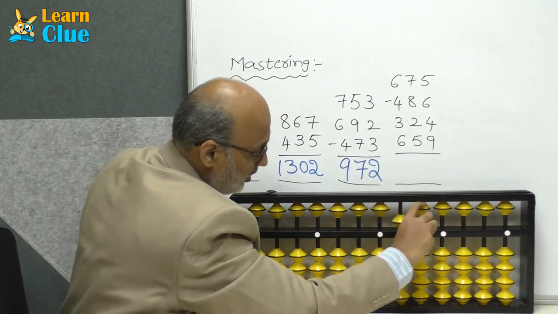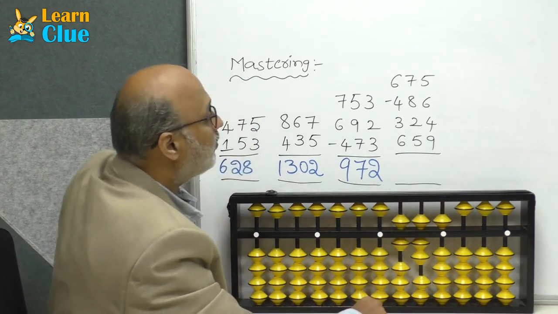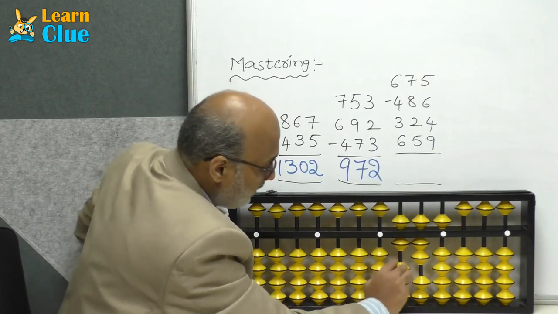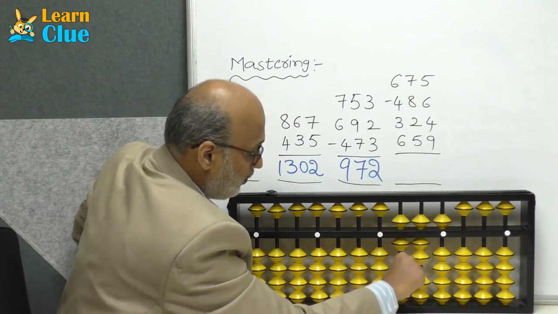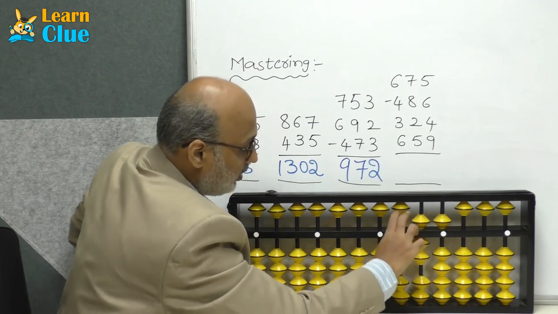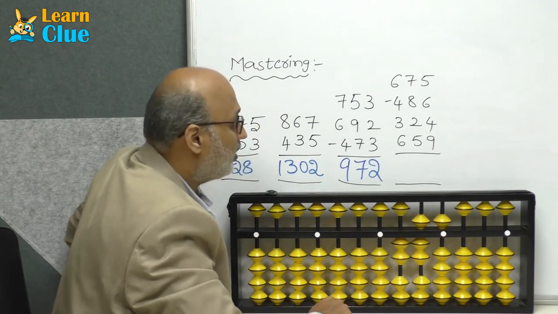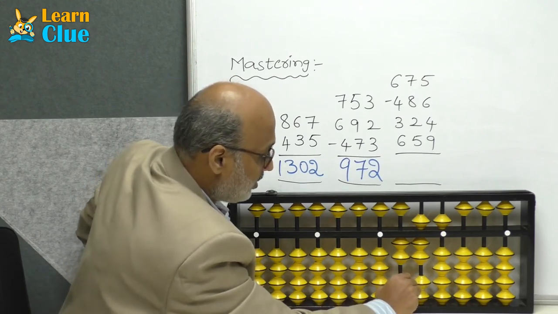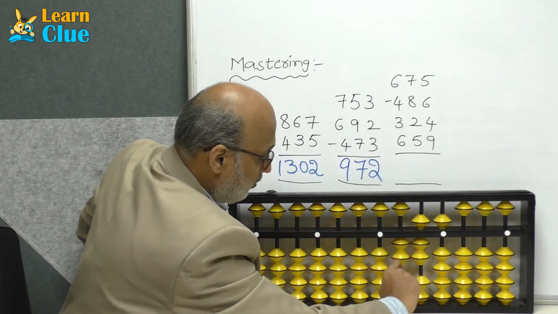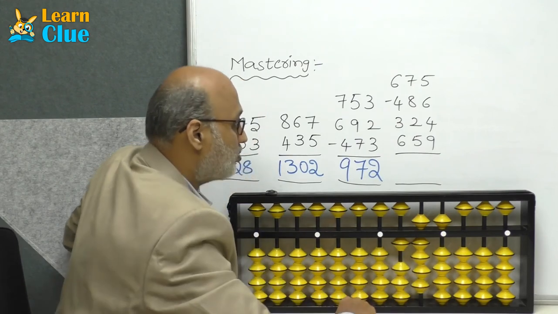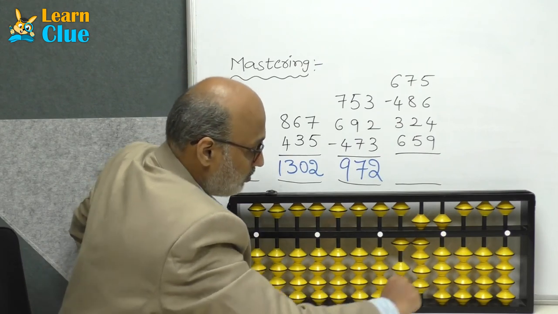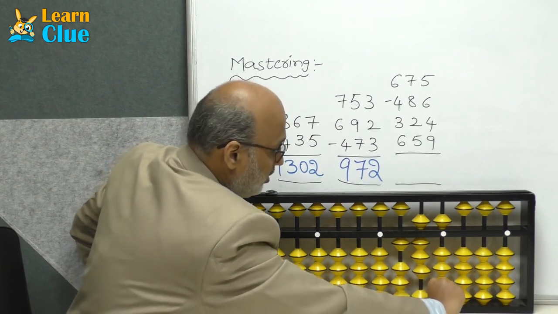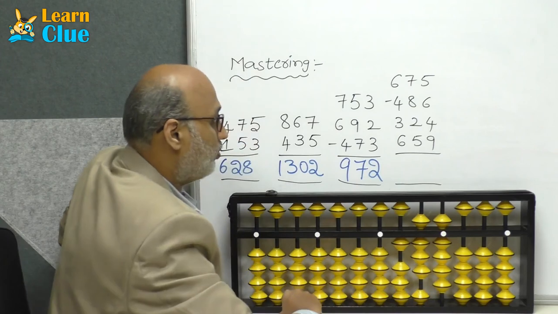675. 675 minus 486. Minus 400 is nothing but plus 100 minus 500. Minus 80. Minus 80 is nothing but minus 100 plus 20 minus 6. Minus 6 is nothing but minus 10 plus 4.